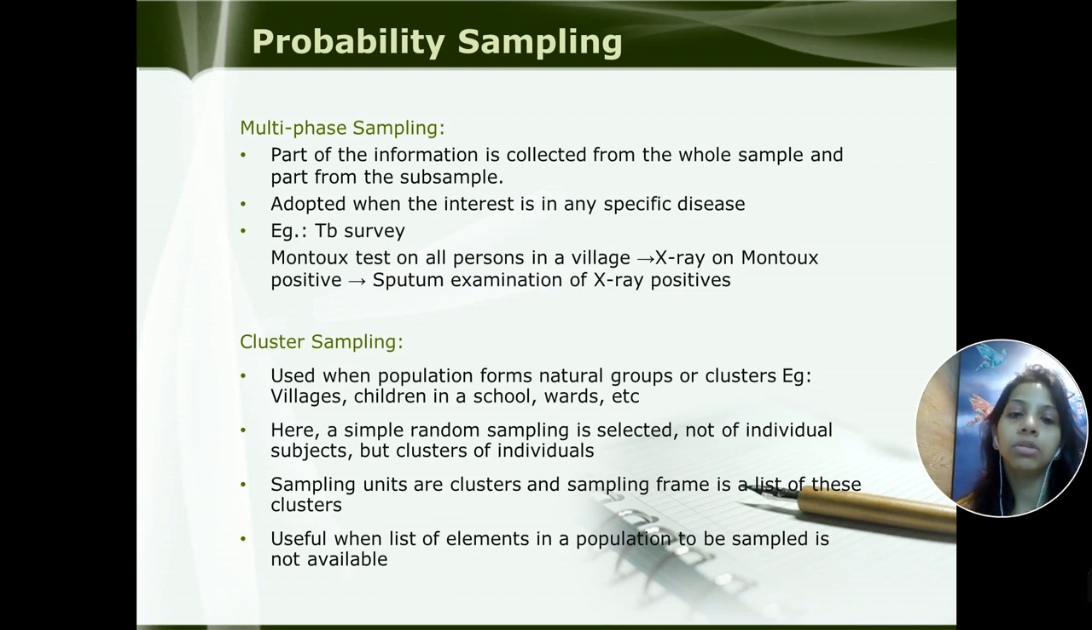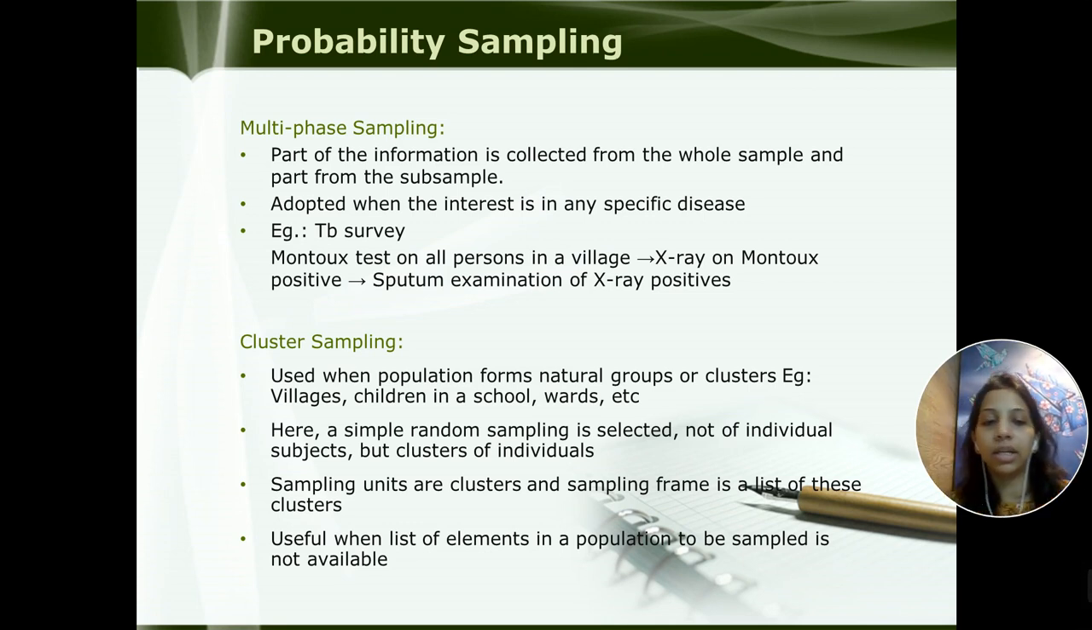Next is cluster sampling. This is used when the population forms natural groups or clusters. Unlike the stratified sampling technique, wherein the investigator has to make the groups or strata, here in cluster sampling you use a population which has already formed natural groups or clusters, like a particular village, children in a particular school, or the wards. So here a simple random sampling is done, not of individual subjects but of clusters of individuals.